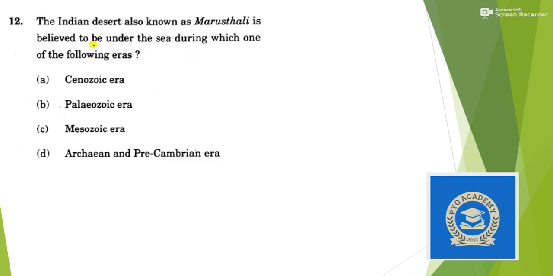Next, again a question directly from NCERT. Indian desert known as Marusthali, and it was believed to be under the sea during the Mesozoic era. Option C.